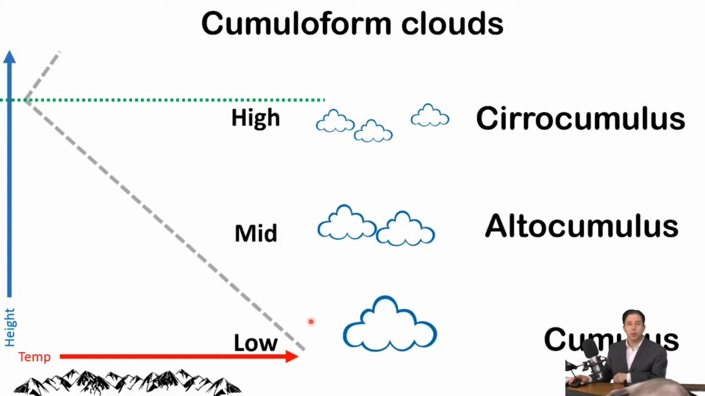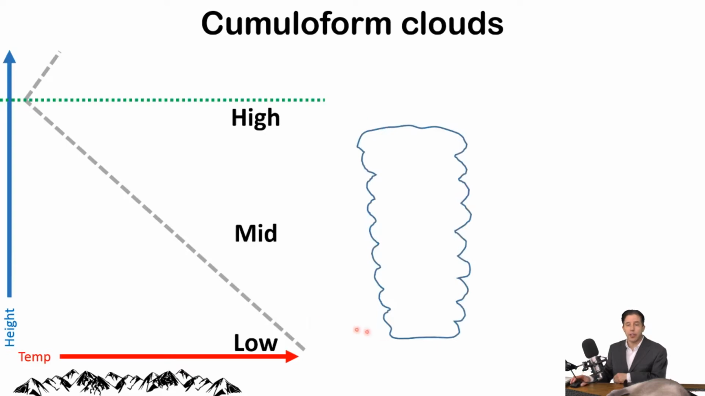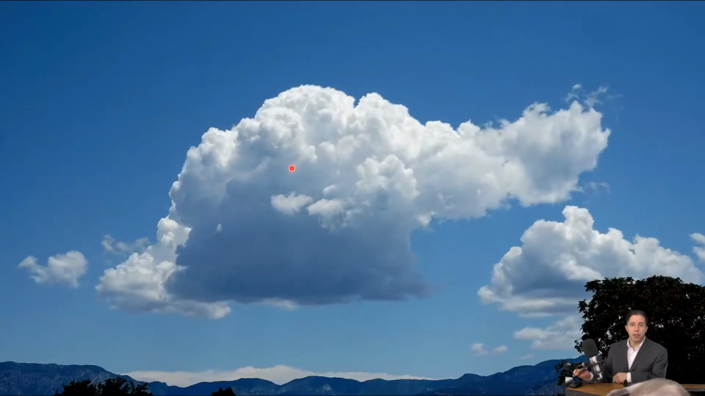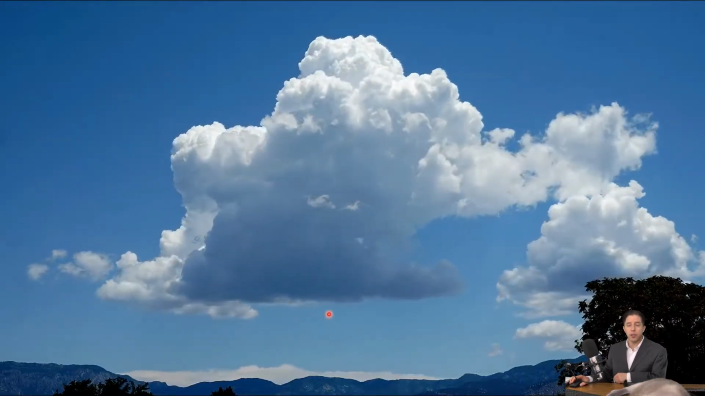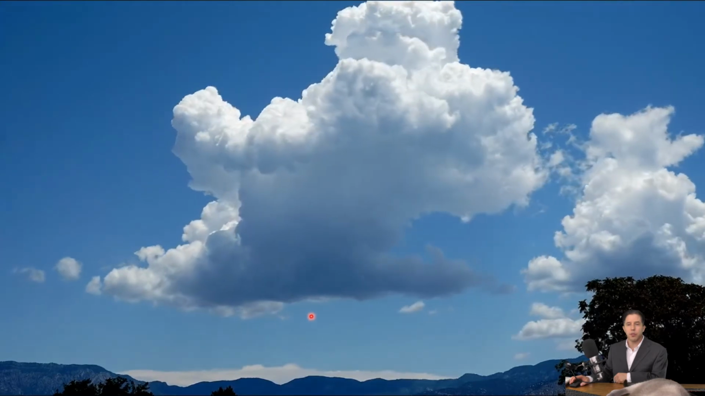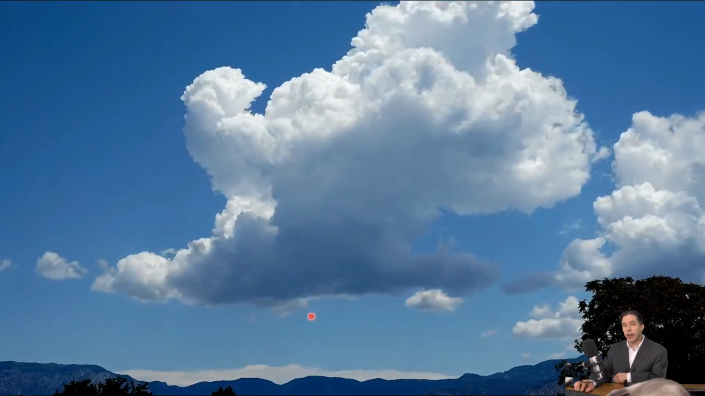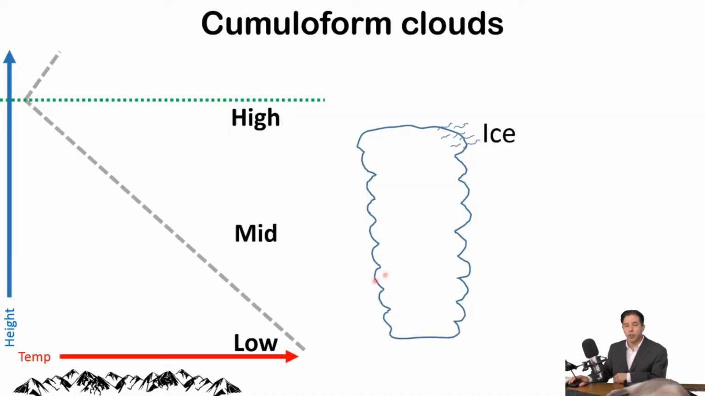So far we have talked about cumuliform clouds that are either low, middle, or high. There's another type of cumuliform cloud that actually starts low and grows high. And this type of cloud grows because warm air is rising up into it. So here's a cumulus cloud that's growing. And if the conditions are right, it will continue to grow vertically into colder and colder air until it develops ice crystals near the top of the cloud.